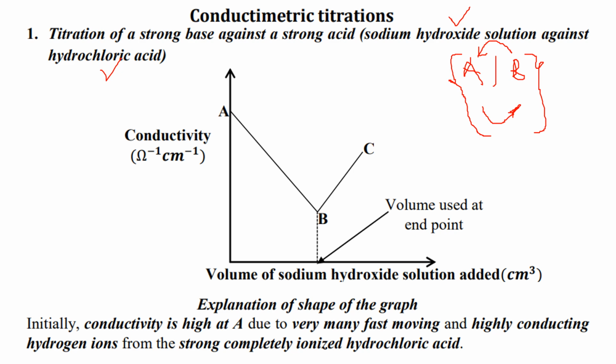So in number one, we are going to start with a strong base against a strong acid. So when you say strong base against a strong acid, that means that we are adding a strong base to a strong acid. So our graph, in terms of conductivity, is going to be on your y-axis, and then what you're going to be adding is going to be the strong base, which in this case is going to be sodium hydroxide solution measured in centimeters cubed. So according to the graph, it's going to be looking like this.